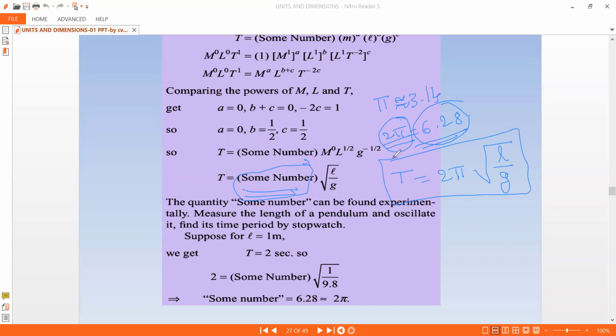First we use the dimensions and derive the formula, and then later we derive the proportionality constant by using some experiments. Experimentally, you can determine the proportionality constant.